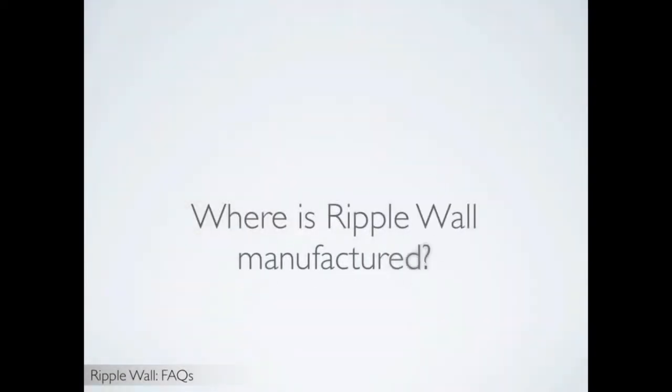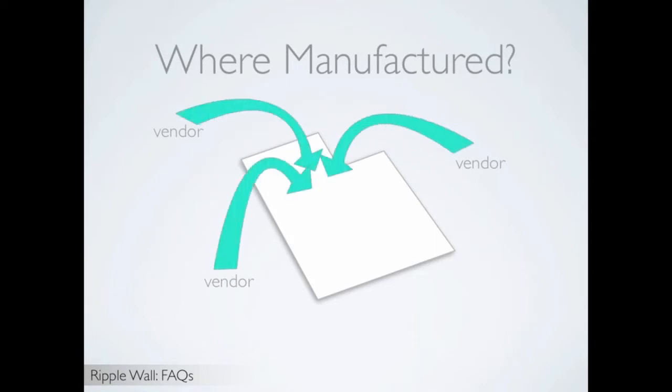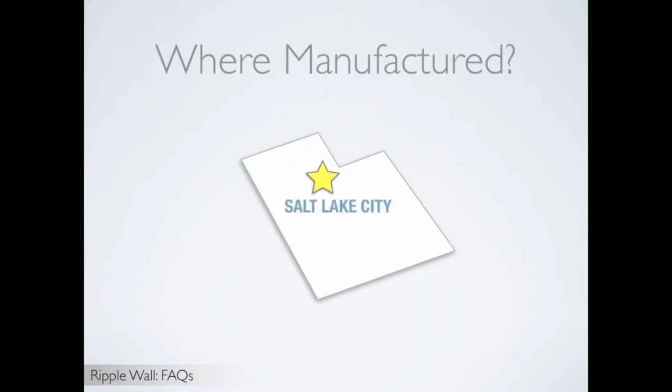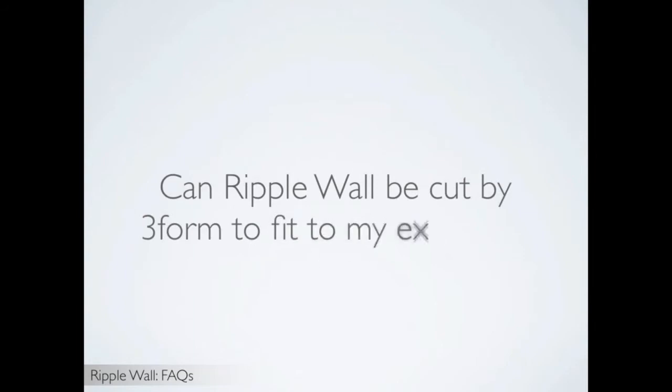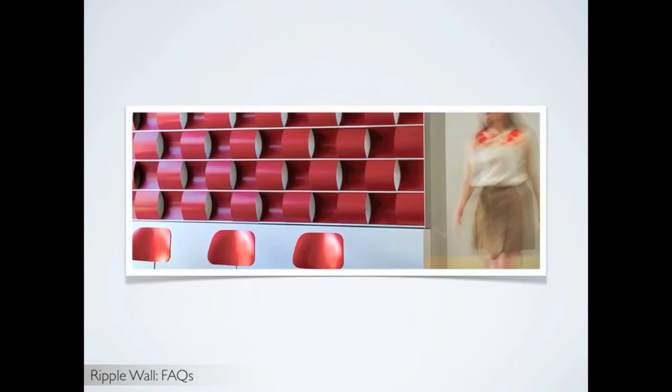Where is Ripple Wall manufactured? Materials for Ripple Wall are ordered from various vendors and are then manufactured at our factory in Salt Lake City. Can Ripple Wall be cut by 3form to fit my exact wall or ceiling dimensions? Since Ripple Wall is a modular system, it can fit any dimension to the nearest tile size.